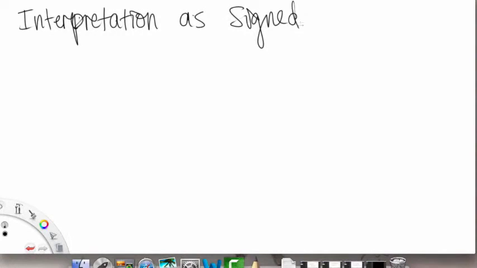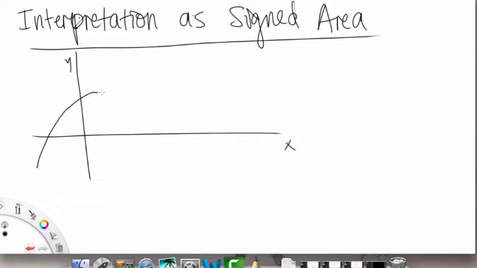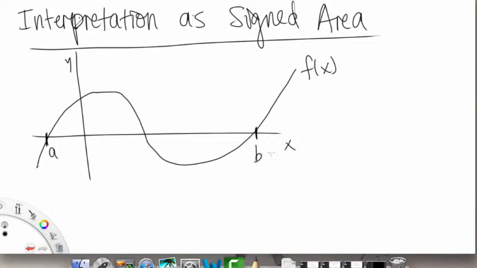Now we're going to interpret the integral as a signed area. Signed, not like an autograph, but signed as in positive or negative. So let's look at a graph. Here's our x and y axes. We have something like this that goes above and then drops down below and goes back up. This is our f of x. Let's say we're integrating from point a to the x value of b. So this is the integral from a to b of f of x dx. That's how we denote it.